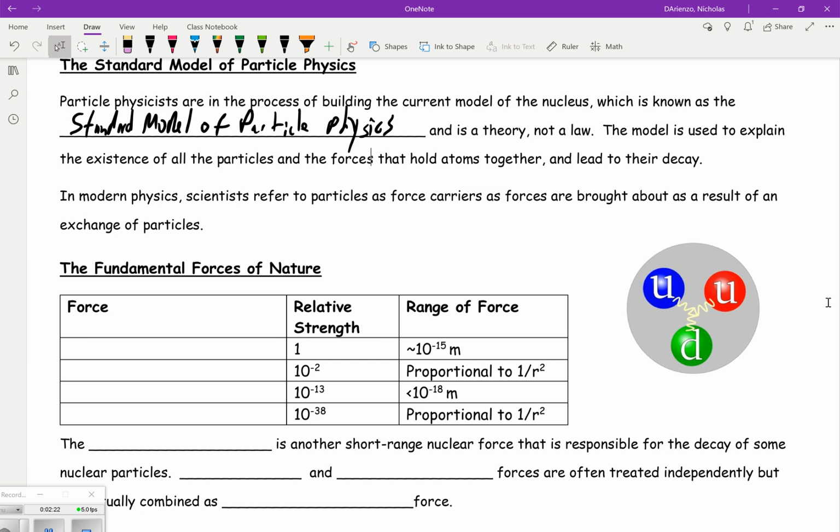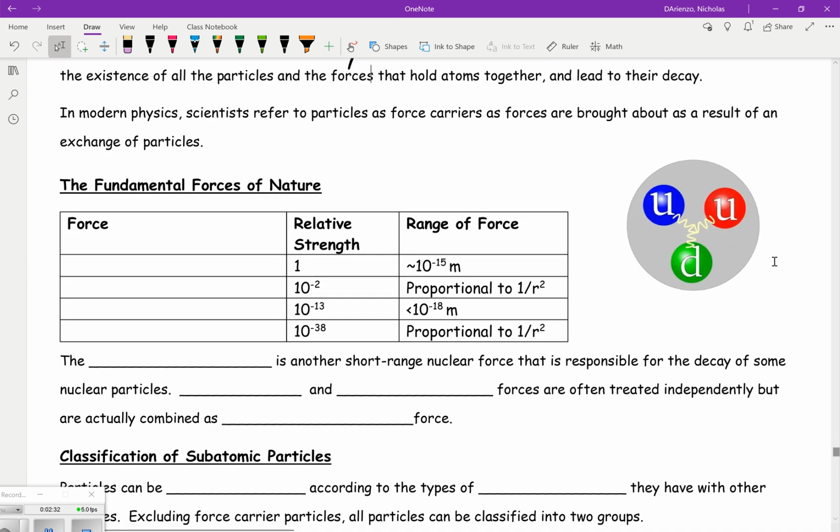Now, in modern physics, scientists refer to particles as force carriers, since forces are brought about as a result of an exchange of particles. And there are four different fundamental forces of nature. The strongest one that we learned about recently is what we call the strong nuclear force, and that's responsible for holding particles in the nucleus together, like our protons. Since it's the strongest force known, we're going to give it a relative strength of 1 and compare all the other forces to that strong nuclear force.